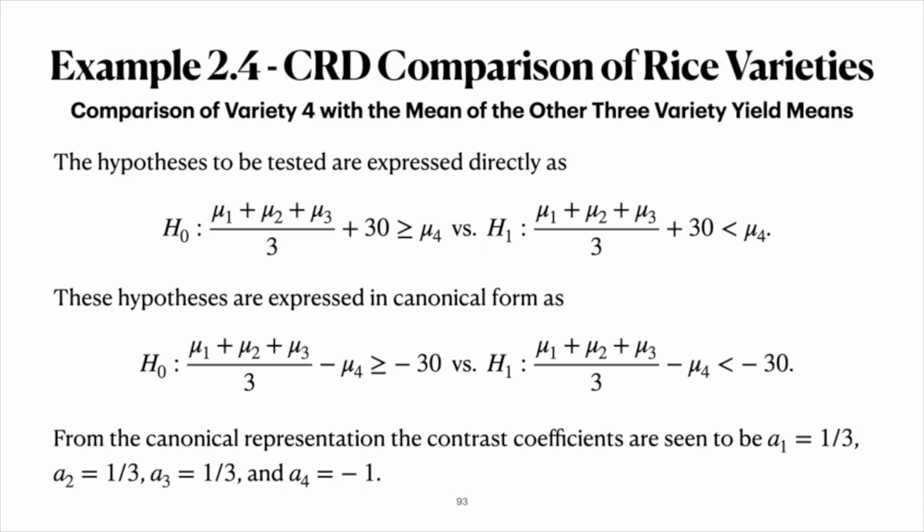All right, now from the canonical representation as we have it here, the contrast coefficients are seen to be a1 equal to 1/3, a2 equal to 1/3, a3 equal to 1/3, and then a4 equal to negative 1. Now again, if we happen to express the hypotheses with the differences taken in the opposite direction, in other words, if we multiply both sides of each inequality by negative 1, then the signs of the contrast coefficients would need to be multiplied by negative 1 as well.